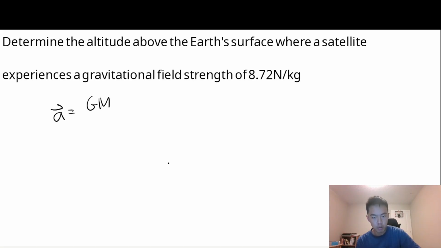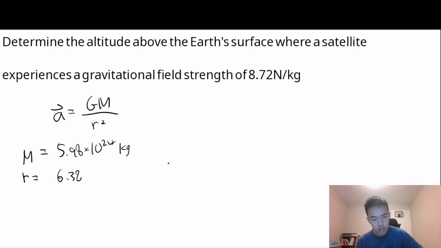Let's write it one more time. g equals GM over r squared. So what do we need really? We need the mass of the Earth. The mass of the Earth is equal to 5.98 times 10 to the 24 kilograms. And what else? We need the radius. The radius is equal to 6.38 times 10 to the 6 meters. Now, that's it. We plug it all in.